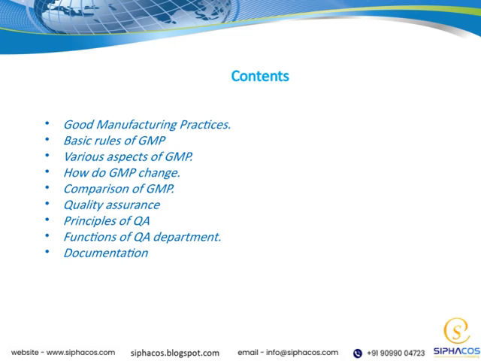Next, we'll discuss the basic rules of GMP. These are the essential principles that everyone involved in production must follow to maintain consistency, control, and quality. Think of them as the building blocks that keep the entire system aligned. We will also explore the various aspects of GMP. This includes everything from raw material handling and equipment sanitation to personnel hygiene and production documentation. All these elements work together to ensure the final product meets the highest standards.